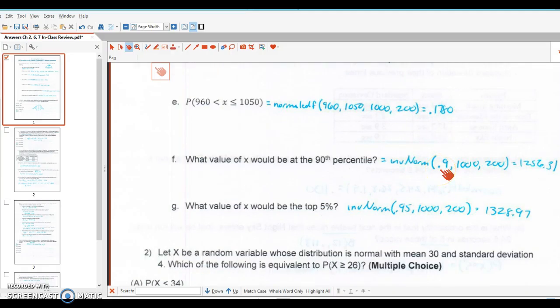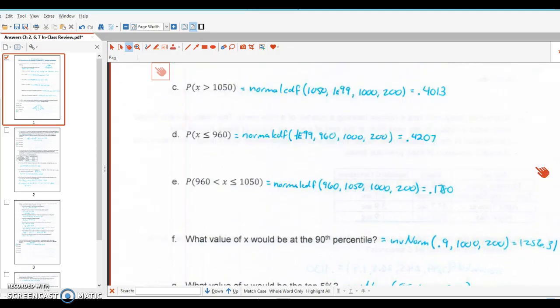Now F and G are going in the opposite direction. So now instead of looking for the percent, I have given the percentile, which just keep in mind is a percent to the left of that mystery value, and I'm looking for what that mystery value is. So instead of normal CDF, I'm going to use inverse norm. Inverse, think the reverse. I'm working backwards. So 90th percentile, I use 0.9, so there's my percentile written as a decimal with the mean and the deviation.